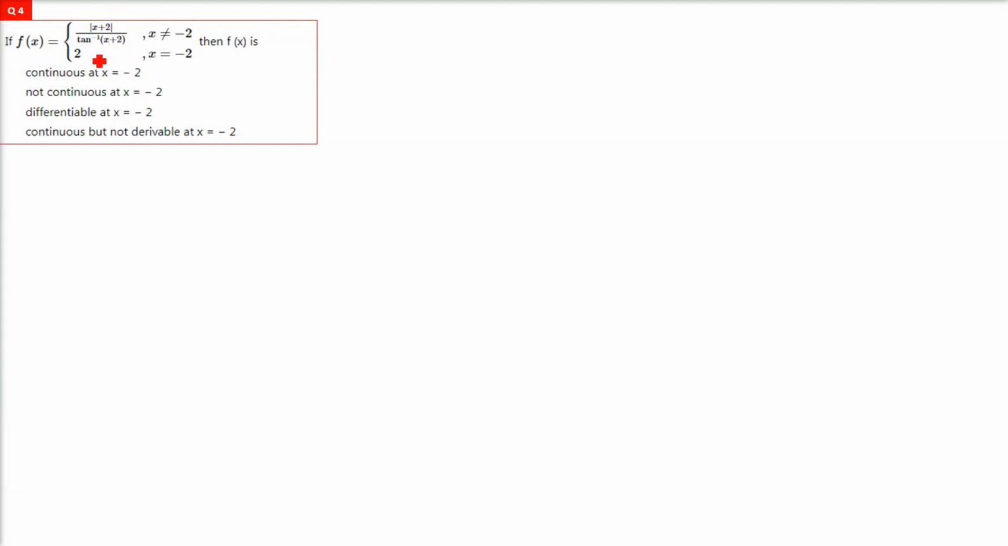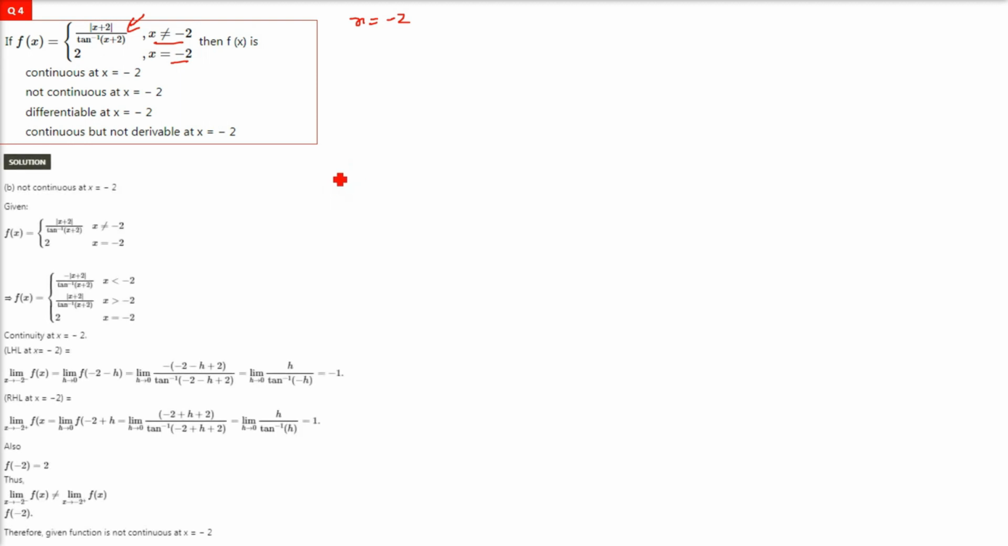Now f(x) is this function when x is not equal to negative 2. So when it is not equal to negative 2, you have to use this function. Otherwise, when x is equal to negative 2, there is a constant function which is 2. So you have to show whether it is continuous, not continuous, differentiable, non-differentiable. So we have to do it properly the way we have been doing it.